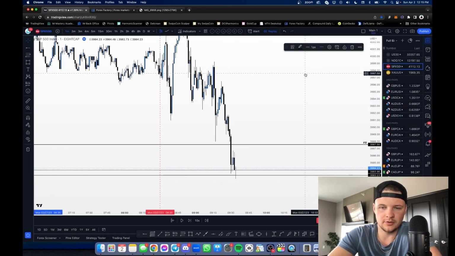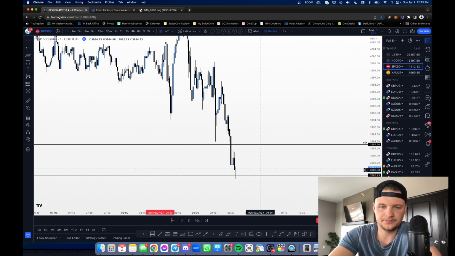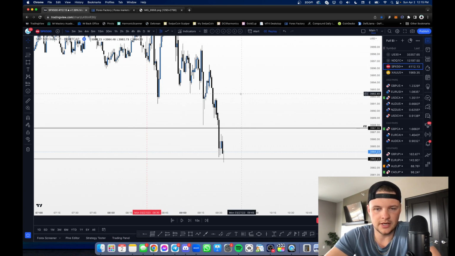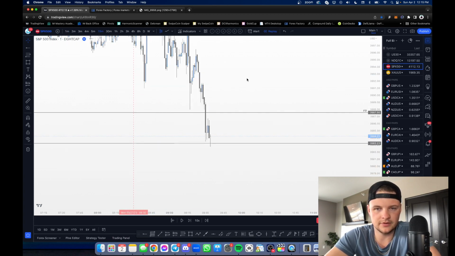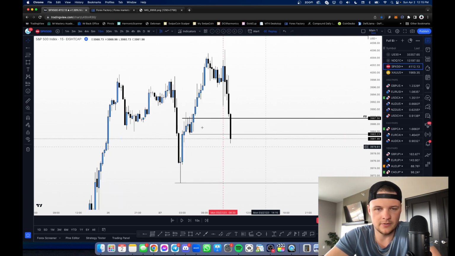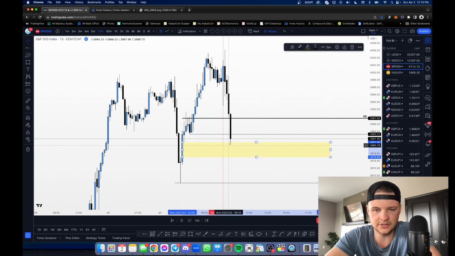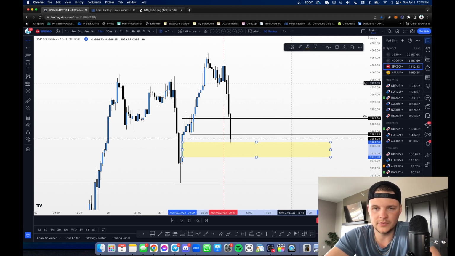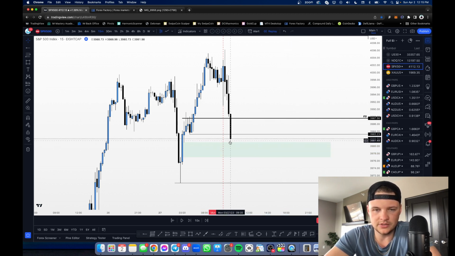So let's just clean up our chart a little bit. Let's go ahead and delete this line right here. So this is where we started looking for opportunities. Okay, so first things first, if I remember correctly, I'll show you guys this in the Discord as well. I had these levels marked up. So right here, we have a 15-minute fair value gap, right? This actually got tapped into right here as well, when price ran this sell side liquidity on the 15-minute chart.